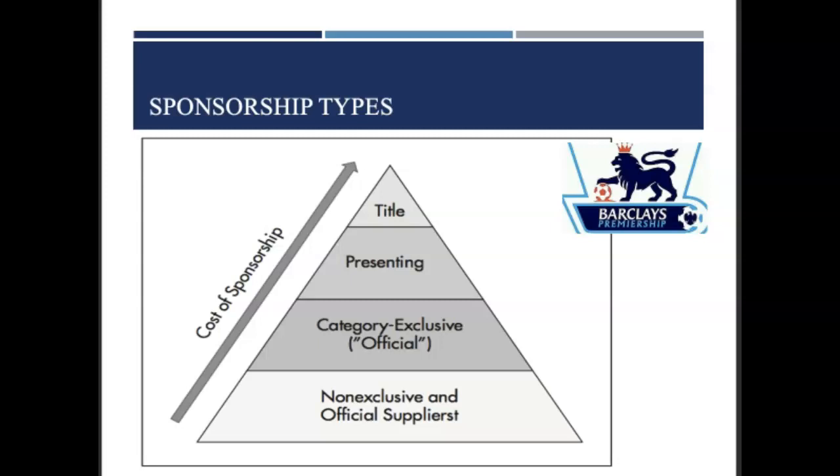The last one is called non-exclusive or official supplier, which means you'll be able to collaborate with multiple different businesses in that particular category, right? The cost of sponsorship, of course, varies. When we look at the sponsorship premium, if you want to become a title sponsor, the cost will obviously be much higher compared to non-exclusive official suppliers. So these are the four different types of sponsorships.